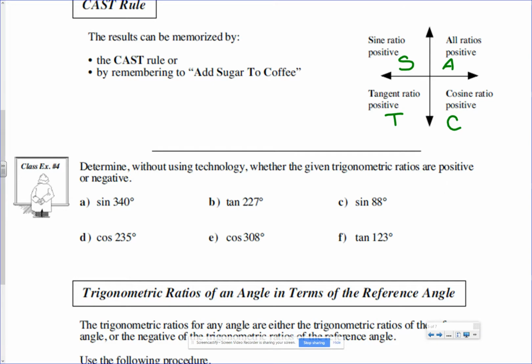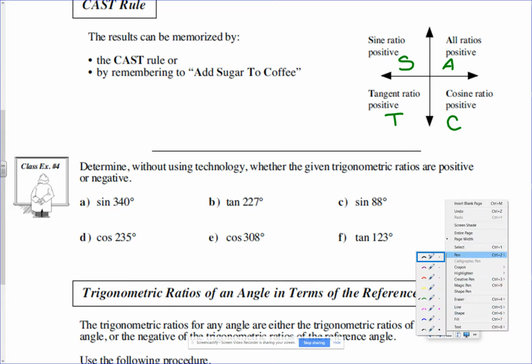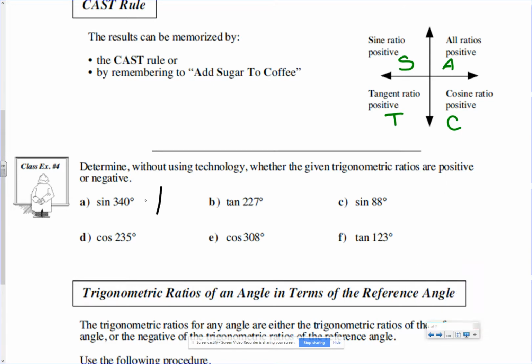So just looking at these diagrams, then we should be able to tell whether the answer is positive or negative just based on where it lands. So if I look at my first angle there, I'm in the fourth quadrant, but I'm in sine. So sine is not positive in the fourth quadrant, only cosine is. So that answer is negative. If I look at 227, 227 falls in the third quadrant. In the third quadrant, tan is positive, so that answer will be positive.